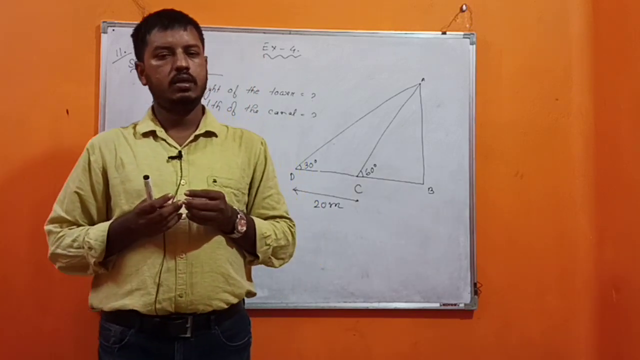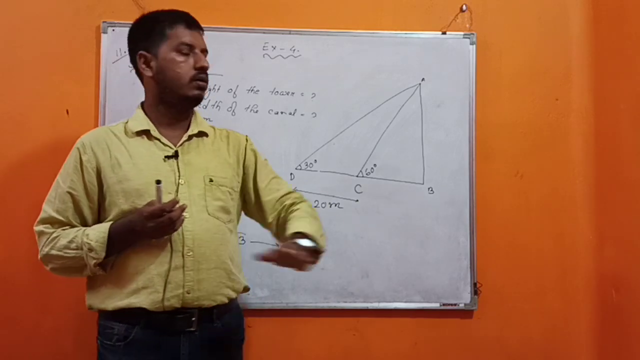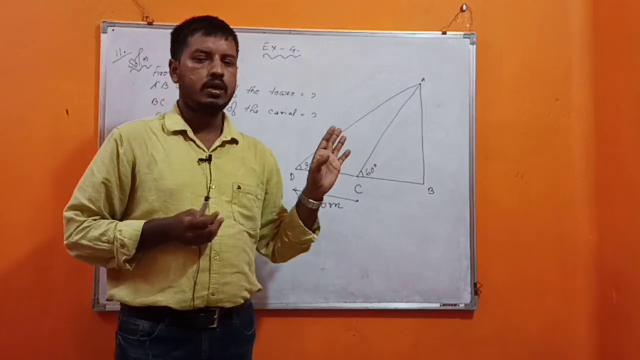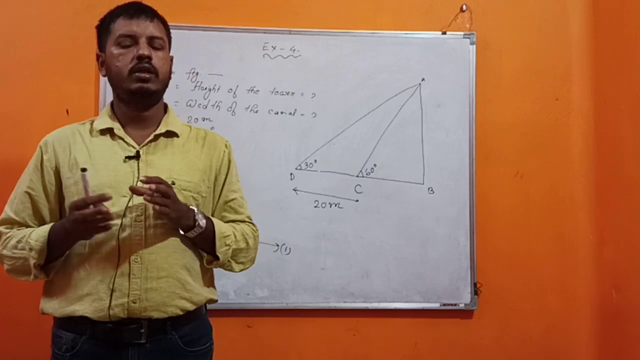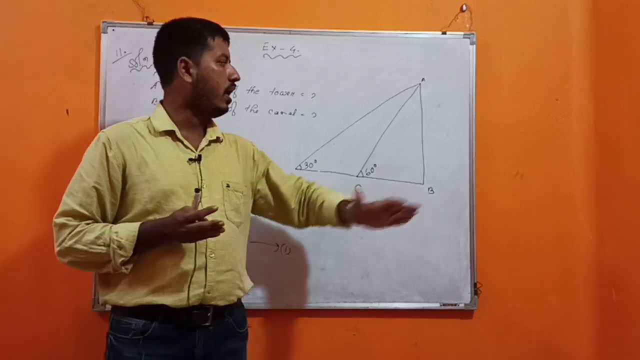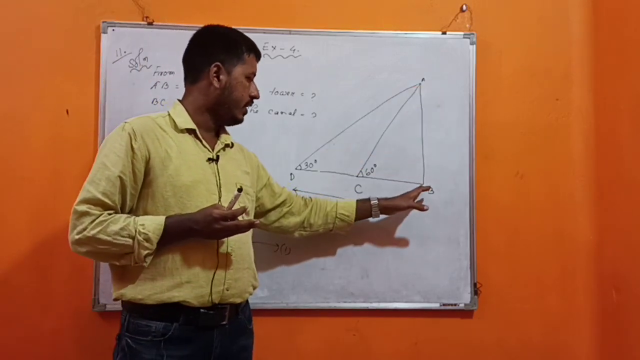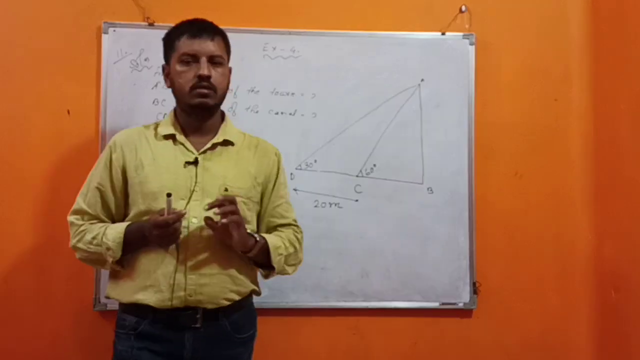Okay, so I think if you have understood the diagram and the question, what is given in the question, it is given in the question that we are to find the height of the tower, that is AB, and the width of the canal, that is BC.